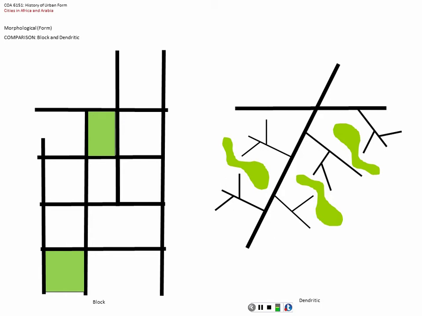The other advantage, two advantages that block structures tend to have, is, one, they're easy to add to. We've seen that in cities like Athens, which were growing by a process of accretion.